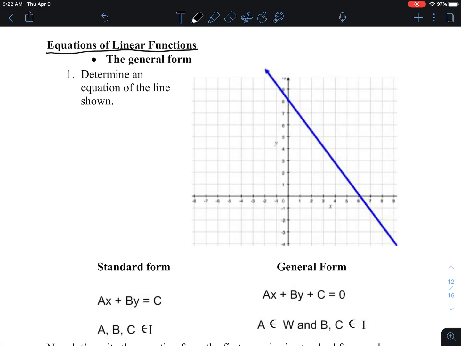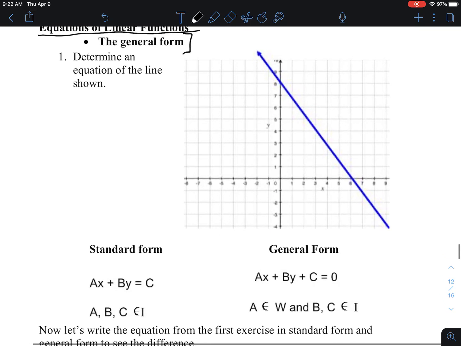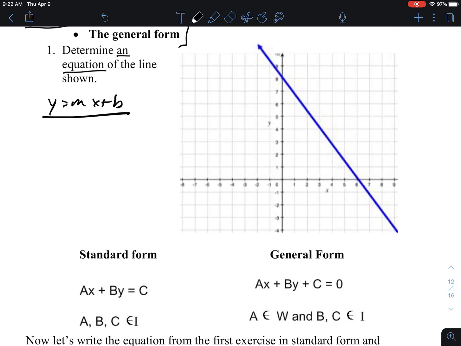Right, this next one is still on the equations of linear functions, and this time we're looking at our last type of equation, so what we call the general form. And to start off, we're just asked to determine an equation, so any equation of this line shown to the right here. Well, I'm probably going to pick y equals mx plus b because that's the easiest.